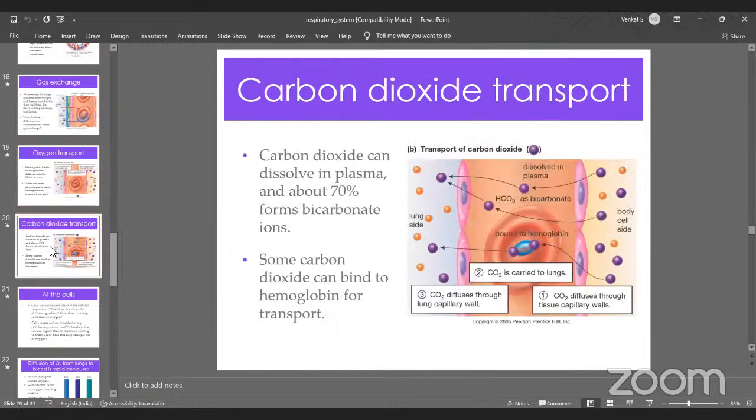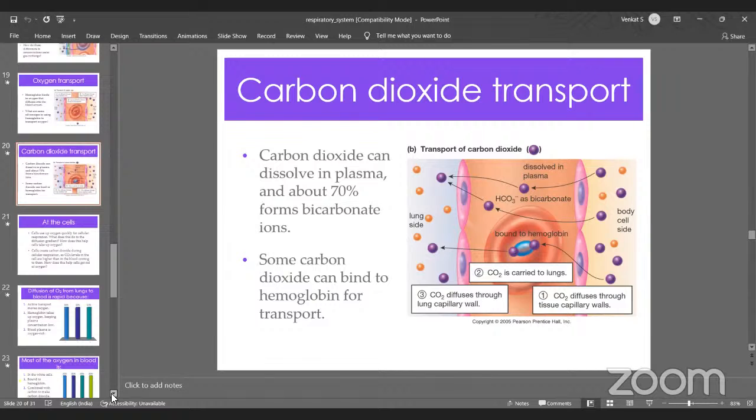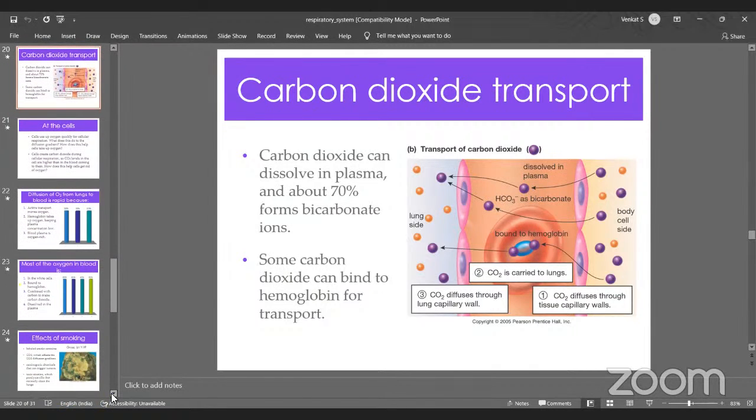Next, carbon dioxide transportation. Observe the previous diagram and this one. The transport of carbon dioxide, lung side and body cell side. The first one, carbon dioxide diffusion through lung capillary walls. Carbon dioxide is carried to the lungs. Oxygen is carried by hemoglobin. Carbon dioxide diffuses through tissue capillary walls.